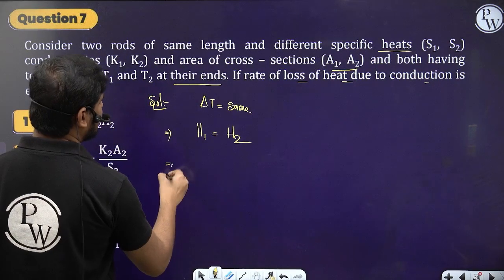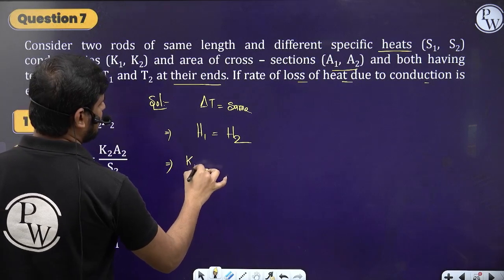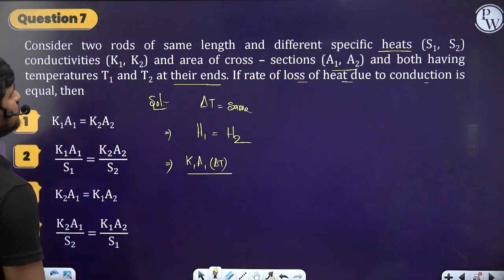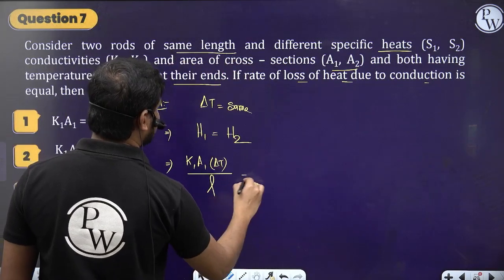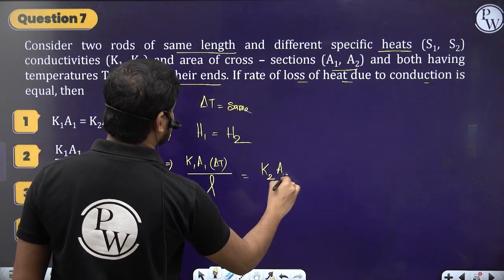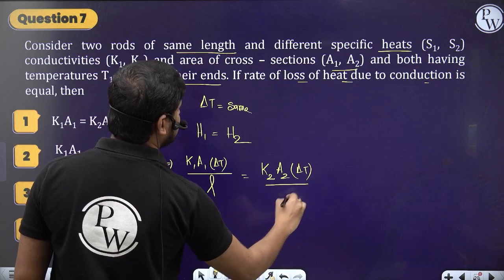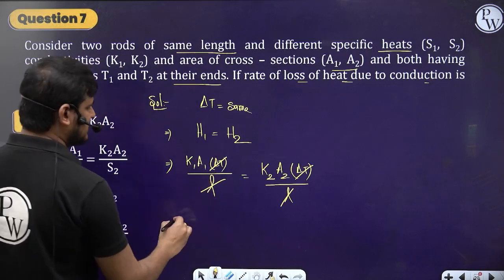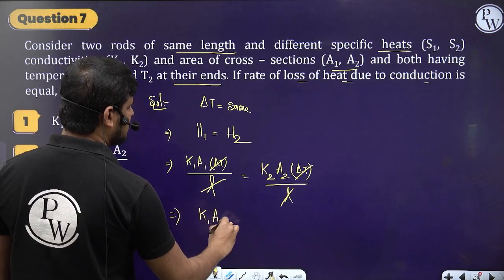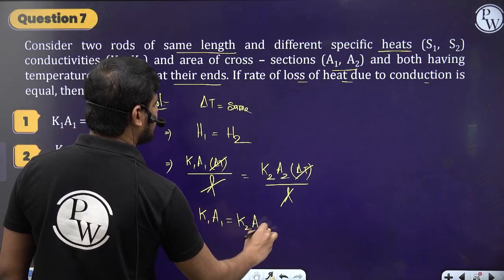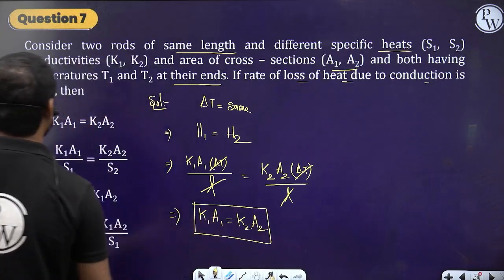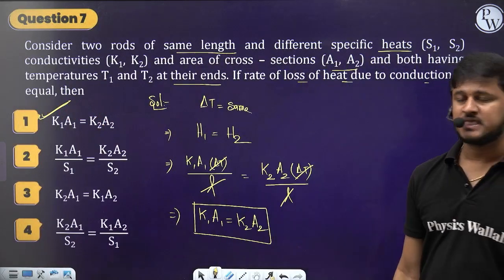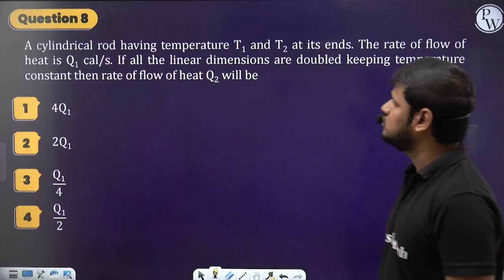For the first one, what formula can we write? Its conductivity is K1, area A1, times delta T by L. For the second rod, K2, A2, and the temperature difference is the same, delta T by L, since the length is the same. So L cancels, delta T cancels, and we can directly write K1 A1 is equal to K2 A2. So option 1 is the correct answer. Simple questions, direct questions. Done? Chalo, let's try this question on your own.